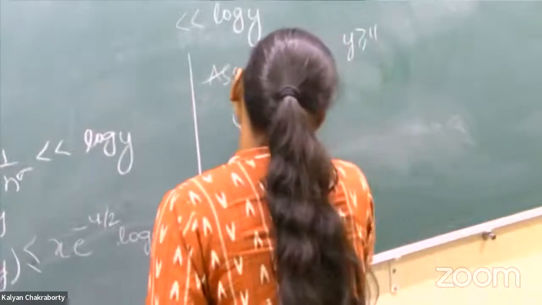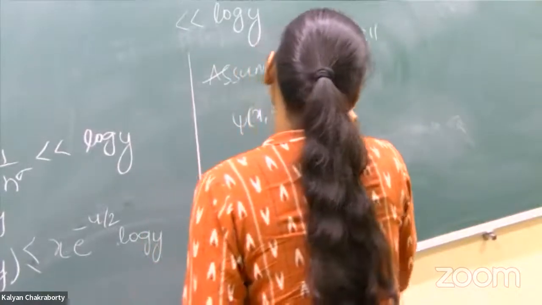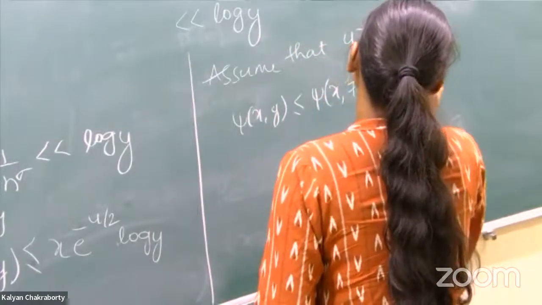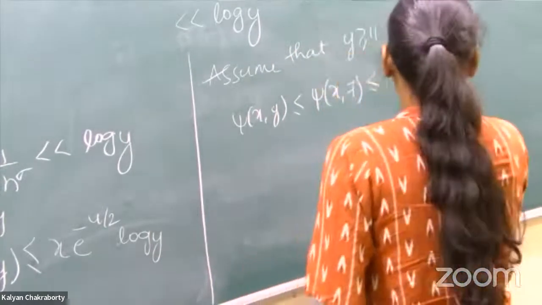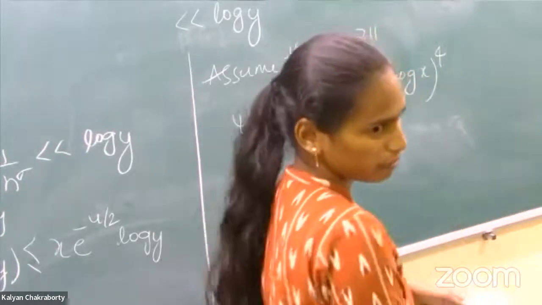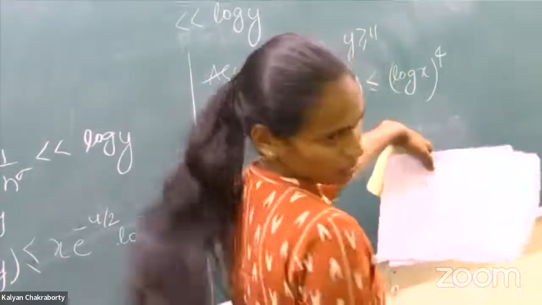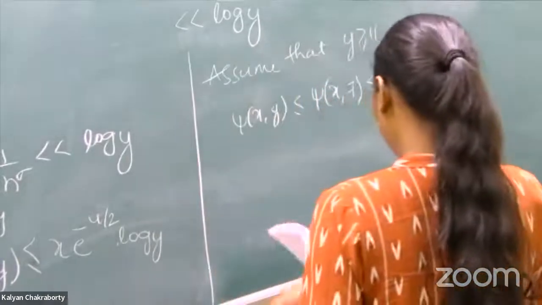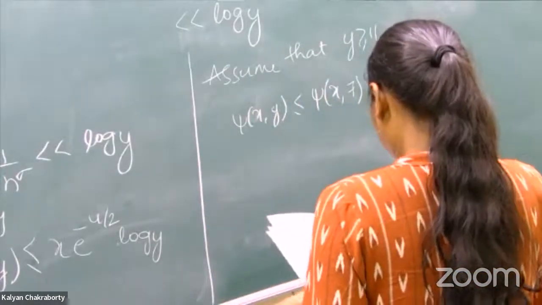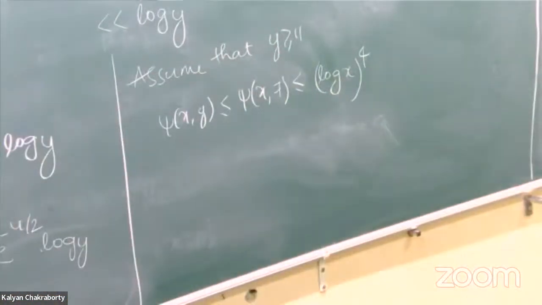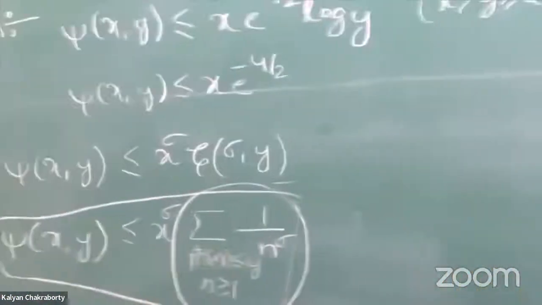Psi of x comma y is less than or equal to psi of x comma 7, which is less than or equal to log of x to the power 4, since there are only 4 primes below 11. So we can write it as less than or equal to log of x to the power 4. In this psi of x comma y, the other bound is of the order of a power of x.